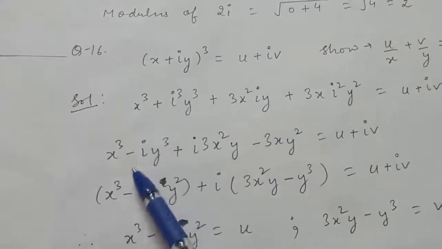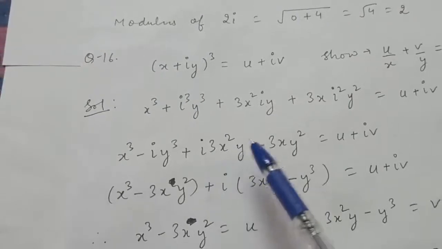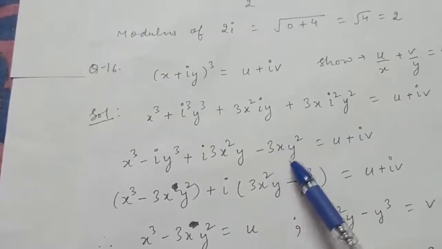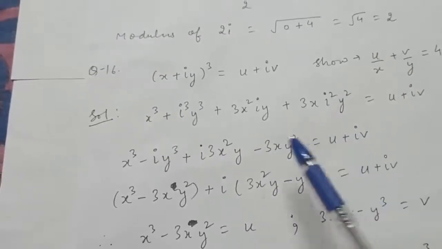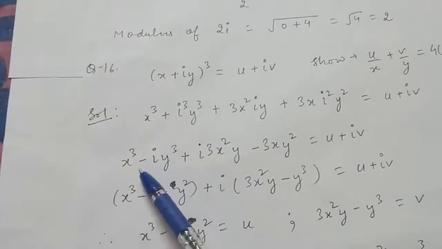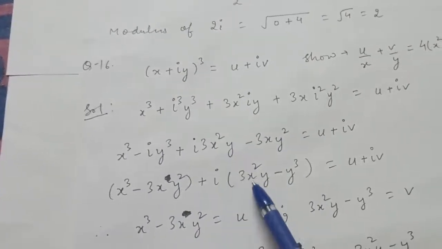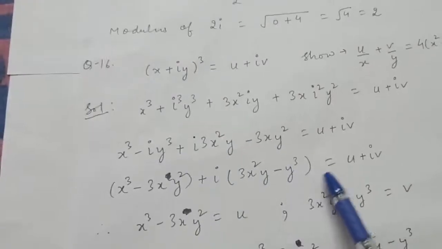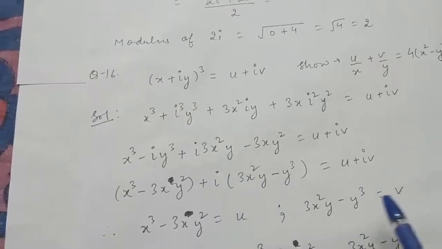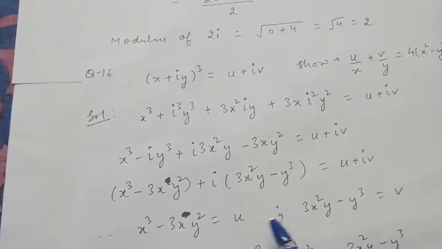Now iota cube is minus iota into y cube, plus 3x square y iota, minus, see why minus, because iota square is minus 1. So minus 3xy square equal to u plus iota v. Now take the real part together, plus iota imaginary part together. So you will get x cube minus 3xy square plus iota (3x square y minus y cube) equal to u plus iota v. So u will be equal to the real part and v is equal to the imaginary part, right? So we got the value of u and v.